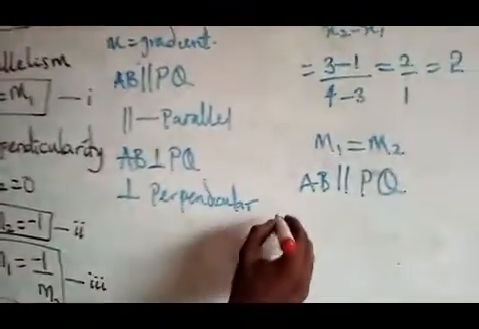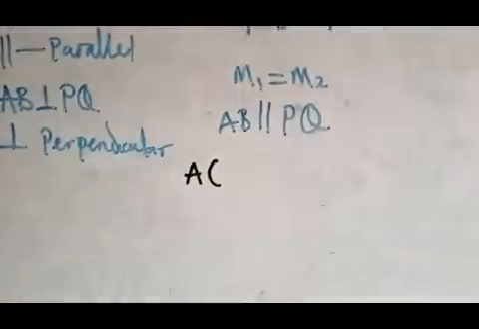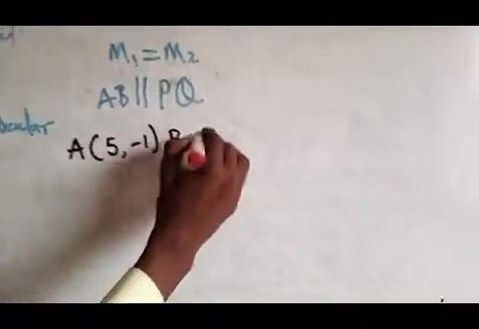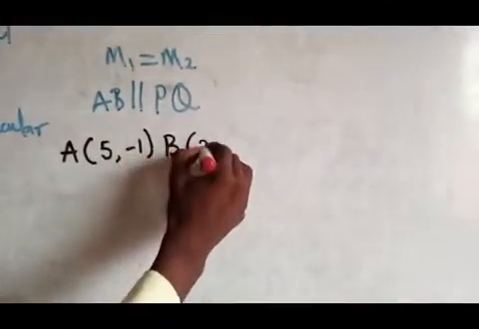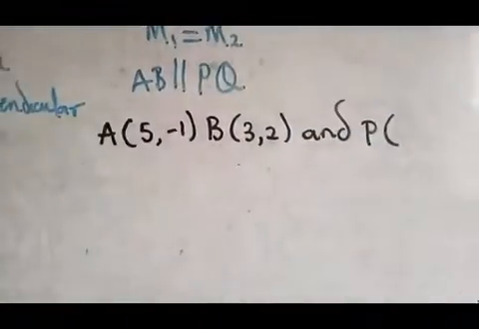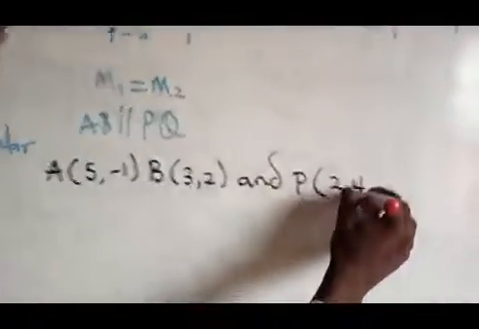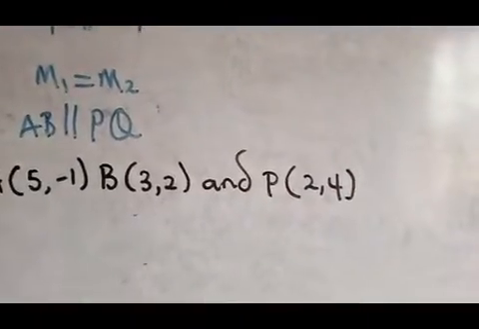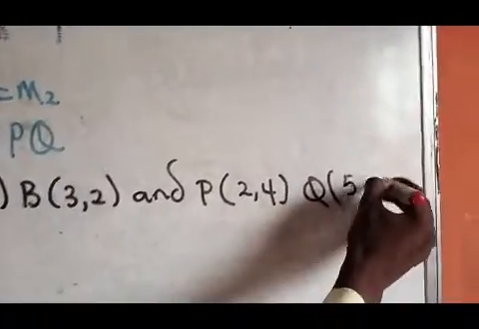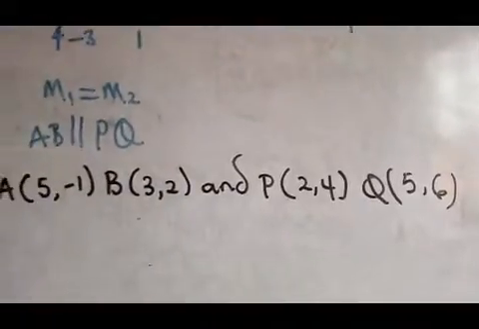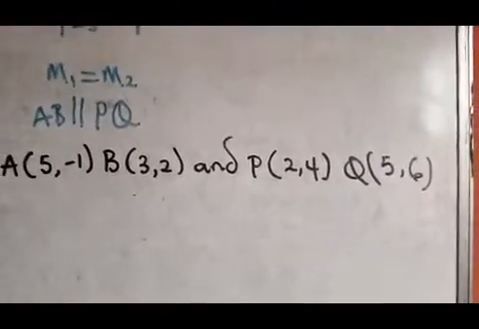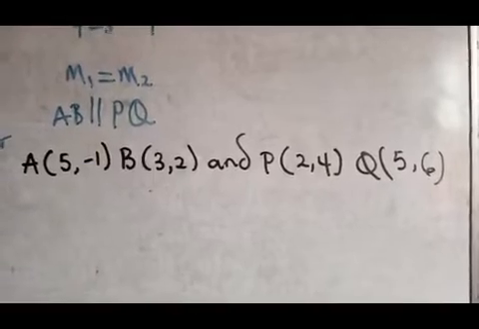All right, so the second example, we have our A to be 5 and minus 1, and we have our B to be 3 and 2, and we have our P here to be 2 and 4, and then we have our Q to be 5 and 6. So are they parallel or perpendicular? You can pause this video and check it on your own to know whether they are parallel or perpendicular.